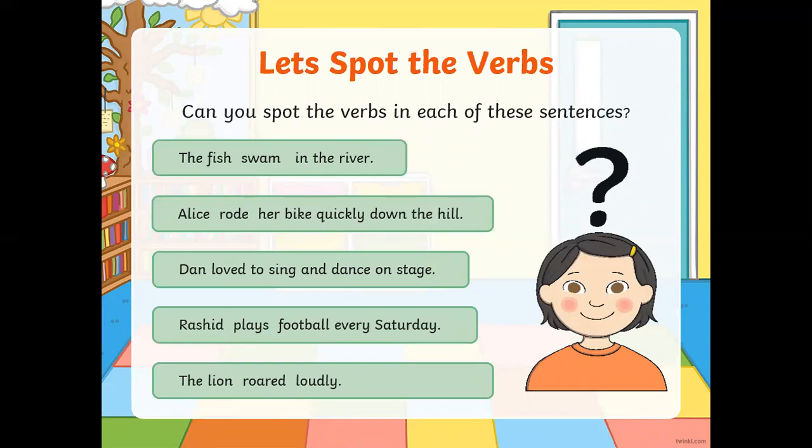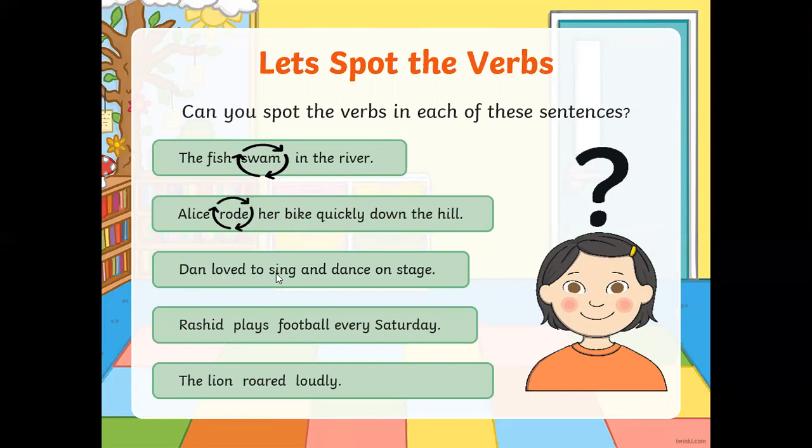Let's spot the verbs. Can you spot the verbs in each of these sentences? So I will read the sentence and you will tell me which one is a verb. So the first one is, the fish swam in the river. What is the verb in there? Excellent. Swam is a verb. It's an action. Alice rode her bike quickly down the hill. What did Alice do? Great. She rode her bike. That's the action she did.